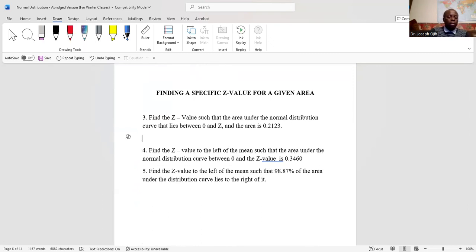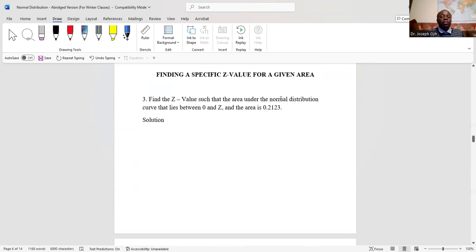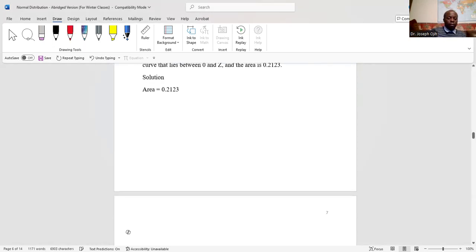So, solution. It says find the z value so that the area under the normal distribution curve lies between 0 and z, and the area is 0.2123. That's the area we are given. So we can make a curve. Okay, got 0.